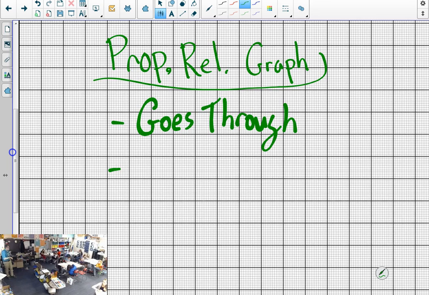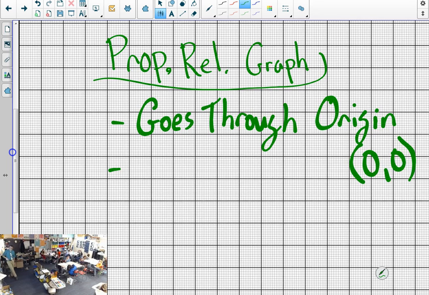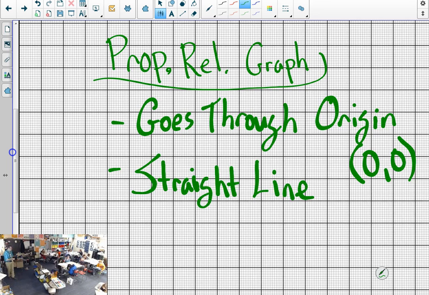Goes through the origin, which is our 0, 0 point. So it needs to have, if you have nothing of the one thing, you have nothing of the other thing. And then the other thing is actually what was the same for these two graphs. It has to be a straight line.